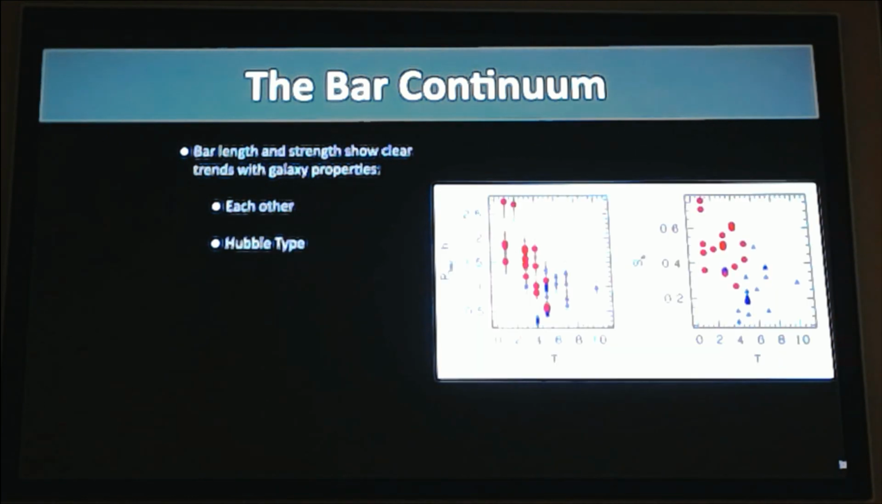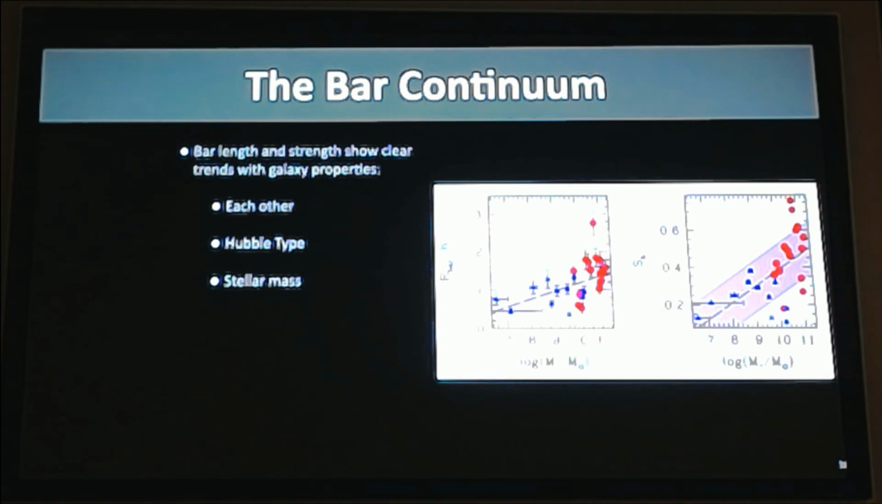Bar length and strength correlate with Hubble type. So this Hubble type T is just a numerical representation of a galaxy's morphology, which allows us to make plots like this. But we can see that for earlier type, which is a misnomer because these are all spiral galaxies, elliptical galaxies have negative Hubble type. But for early type spirals, you have longer and stronger bars, and it smoothly transitions into shorter and weaker bars.